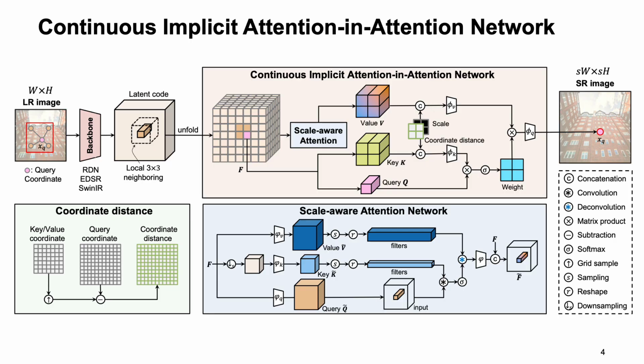This is the architecture of our CiaoSR. The architecture mainly contains the backbone, the continuous implicit attention-in-attention network, and the embedded scale-aware attention network. In this figure, given an LR image, the model first extracts the latent code using the backbone. The continuous implicit attention-in-attention network learns the local ensemble weights and integrates the local and non-local features extracted by the scale-aware attention network.